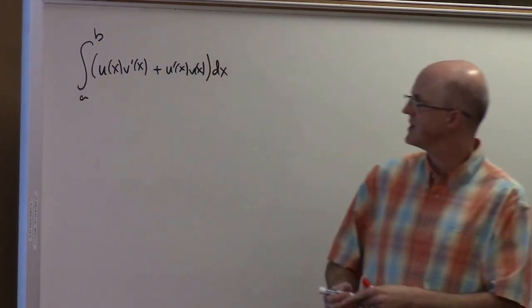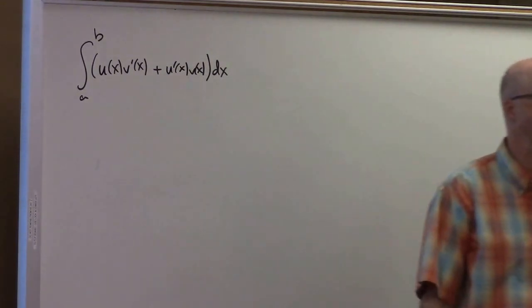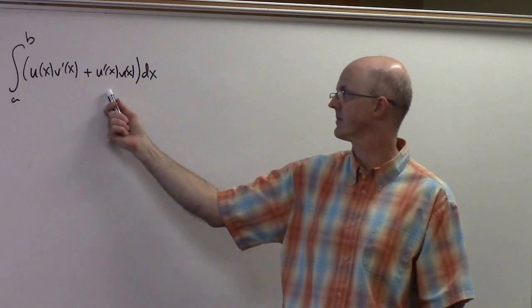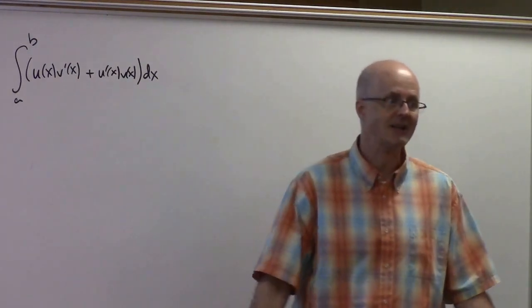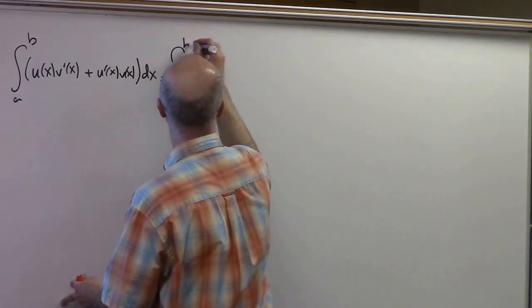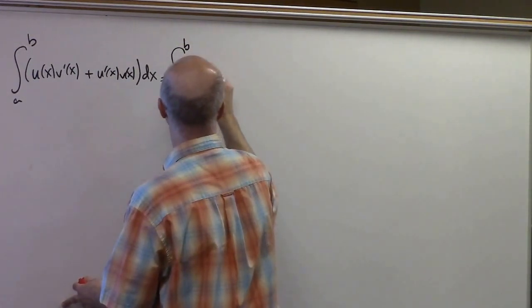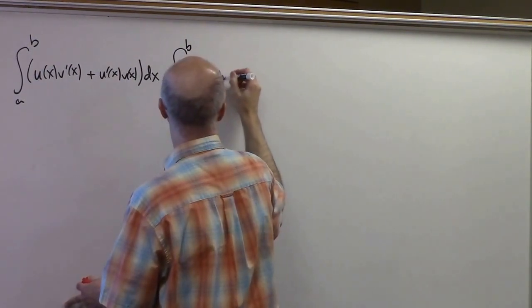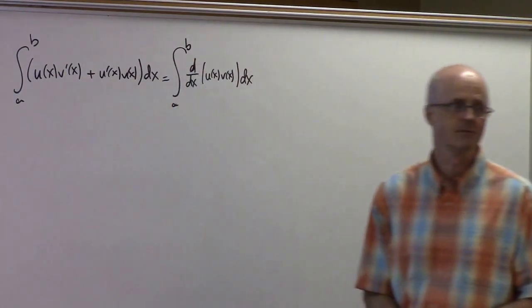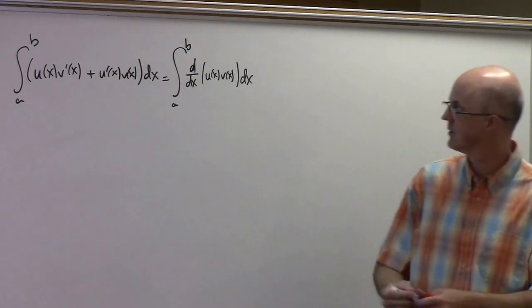You look at an expression like that, and it should seem real familiar from Calc 1. The first times the derivative of the second plus the derivative of the first times the second. That should look like the derivative of a product, and it does. It looks like the derivative of u of x times v of x by the product rule.